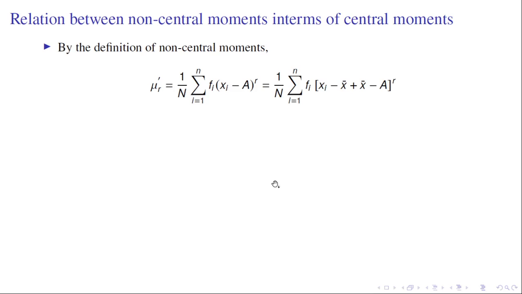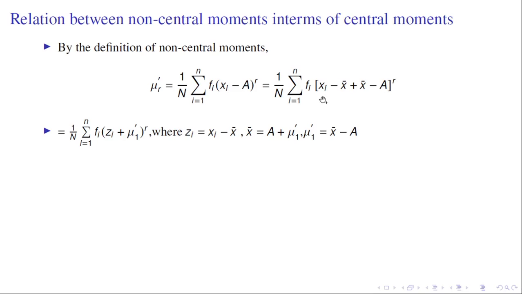We already discussed the relationship between central moments in terms of non-central moments. In this video, we derive the relationship between non-central moments in terms of central moments. By the definition of non-central moments, we know that mu r dash is equal to 1 by n into the sum from i equals 1 to n of fi into xi minus a power r. I just subtracted and added x bar here: xi minus x bar plus x bar, minus a.